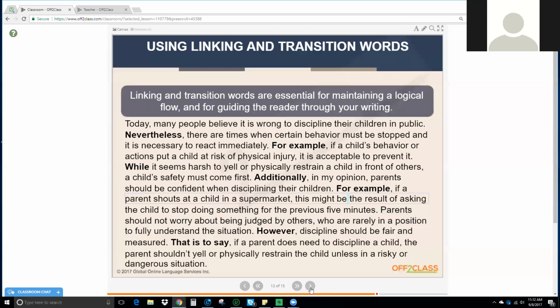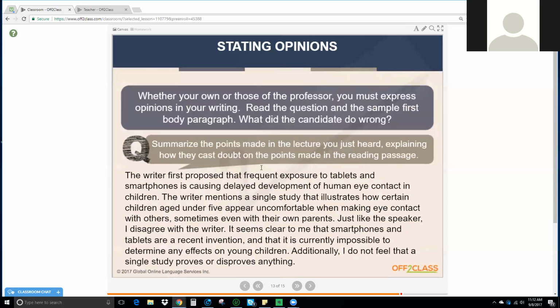Okay. So I think the important thing is just to make sure that you are using some of those in your essay to show your ability to do so. Okay.